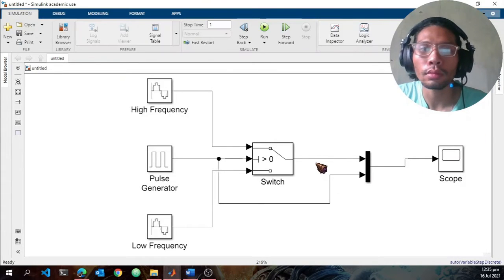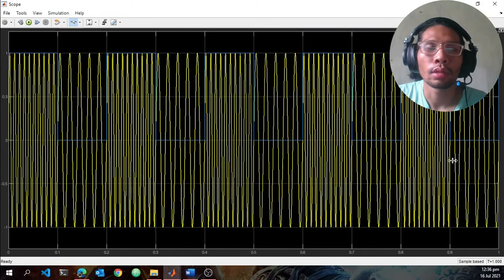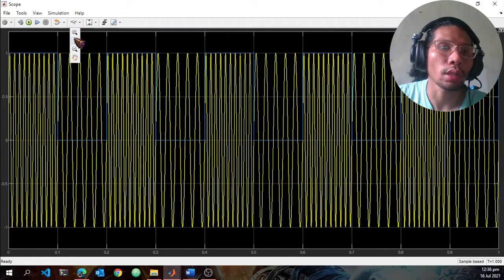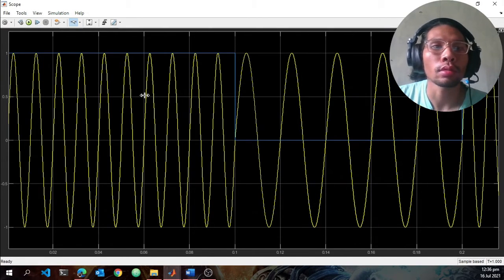Clicking again the scope. Now we zoom in again to the first 0.2 seconds of this output signal. Now we can determine that the pulse generator or the pulse output is the blue line, and the FSK signal output is the yellow line.